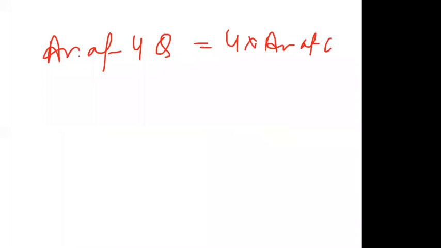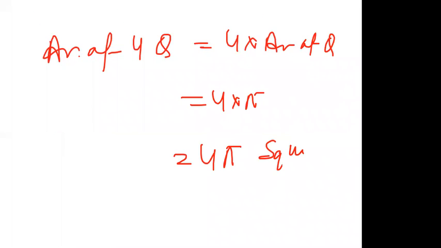So area of 4 quadrants is equal to 4 into area of quadrant, that is 4 into pi. So 4 pi square units will be the area of this circle with radius 2.